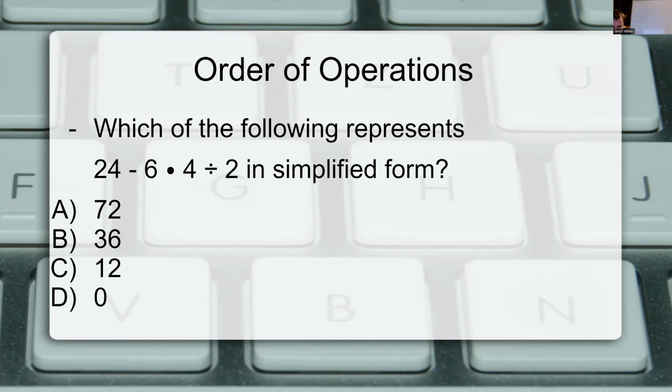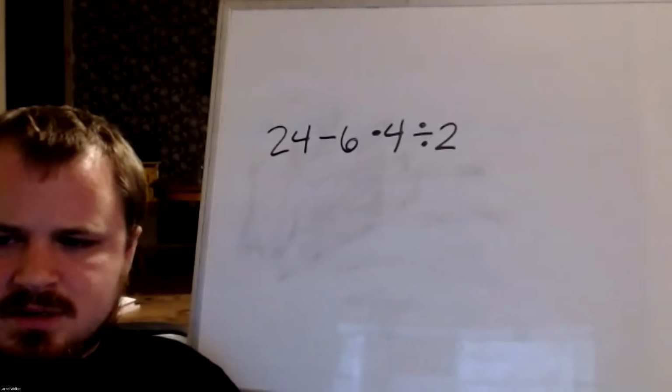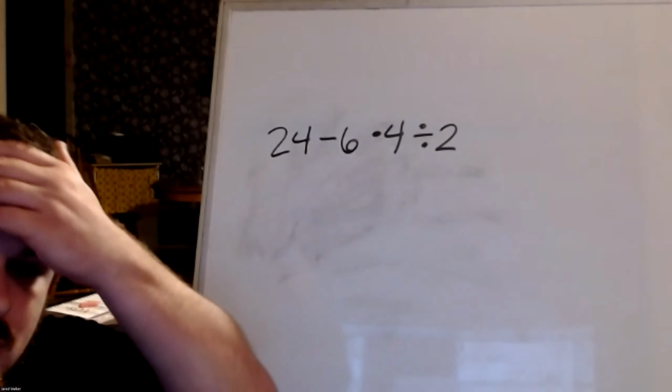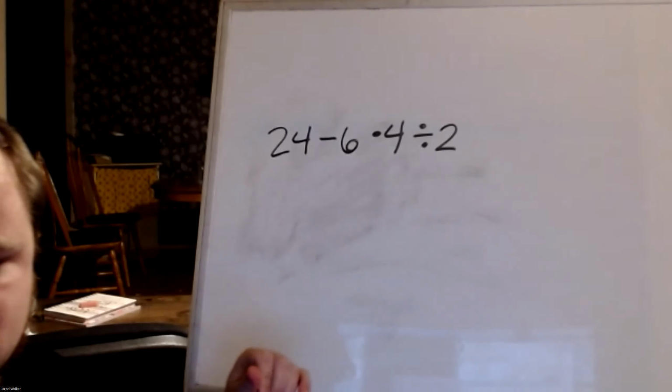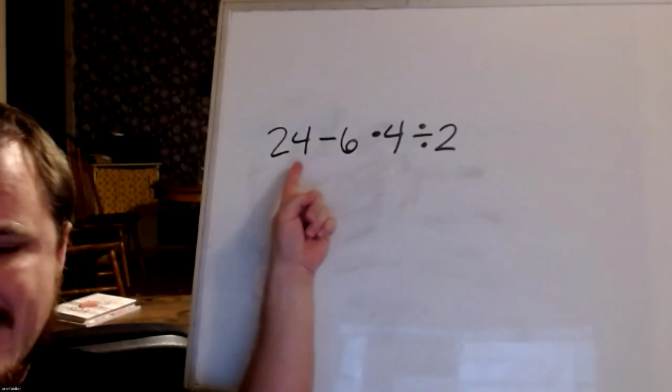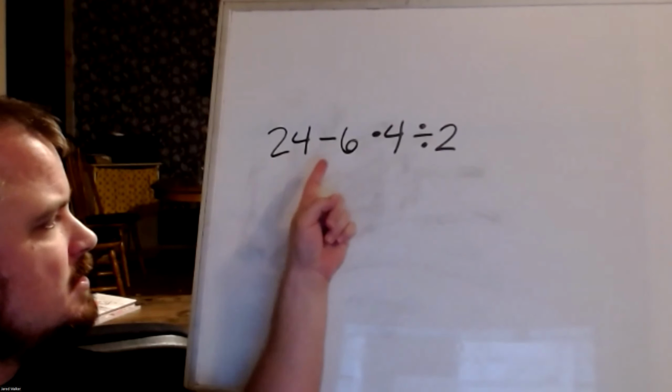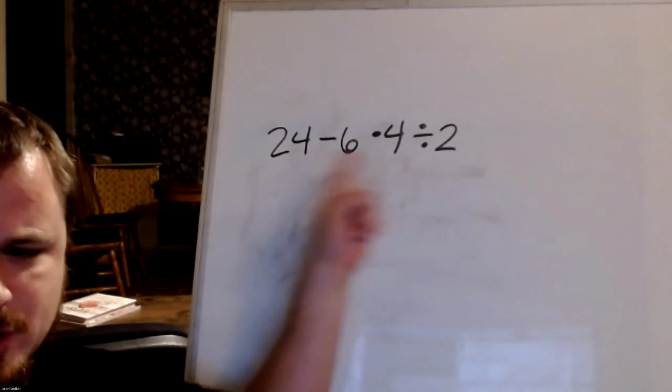All right. So let me write this. It's going to be 24 minus 6 times 4 divided by 2. Okay, so stop sharing. You can see what I'm doing. All right. So let's go through this in the right order. So 24 minus 6, we're going to do that last. That's subtraction. So now we're going to look at multiplication and division, working from left to right.